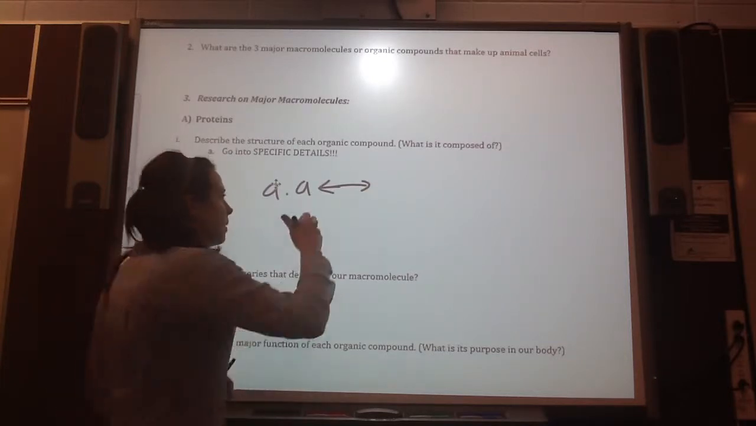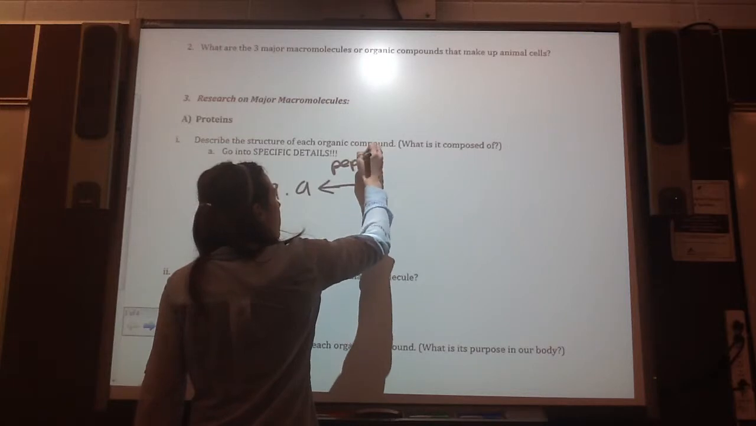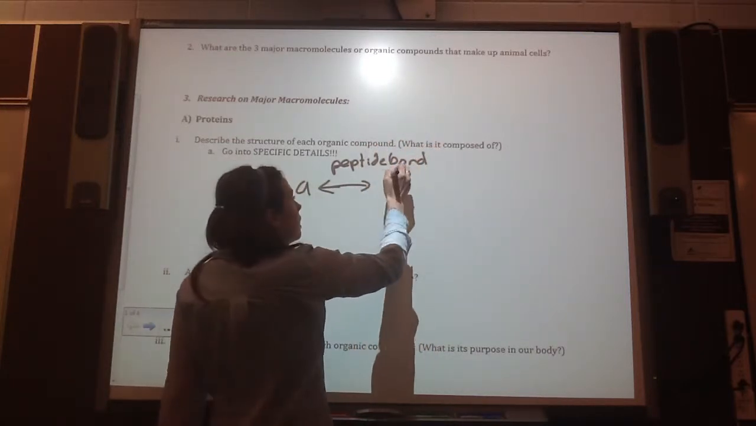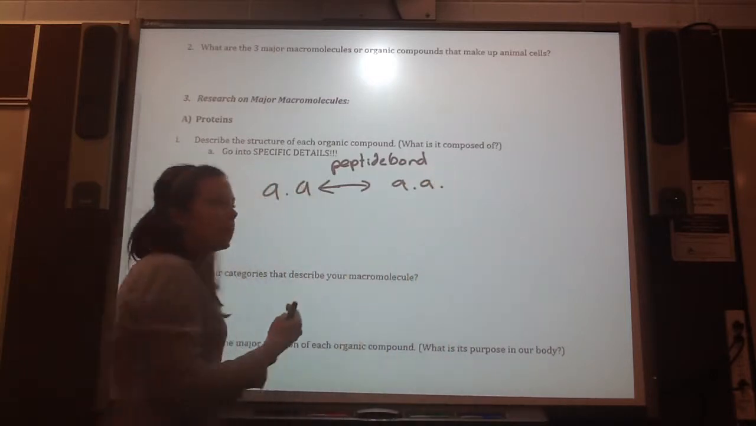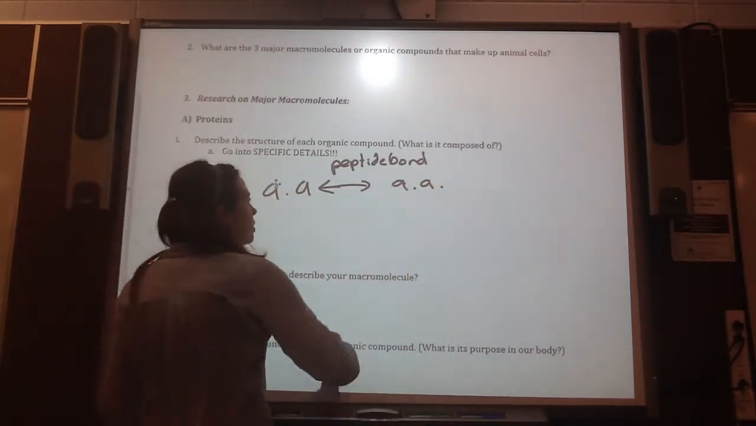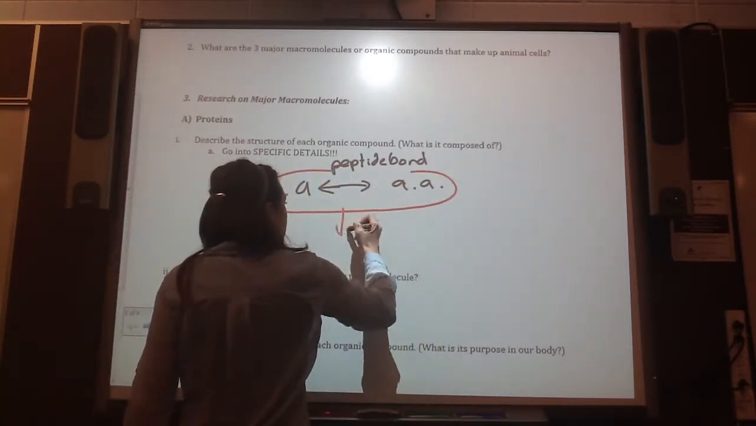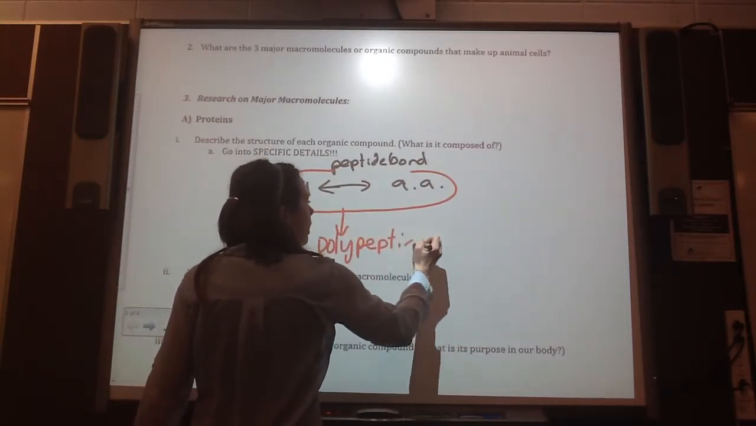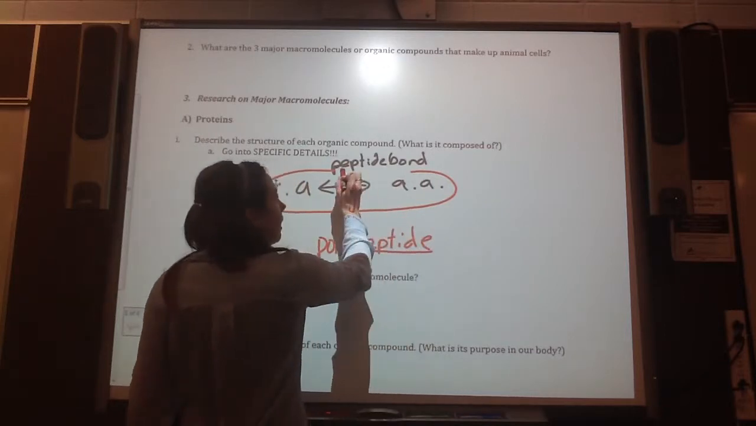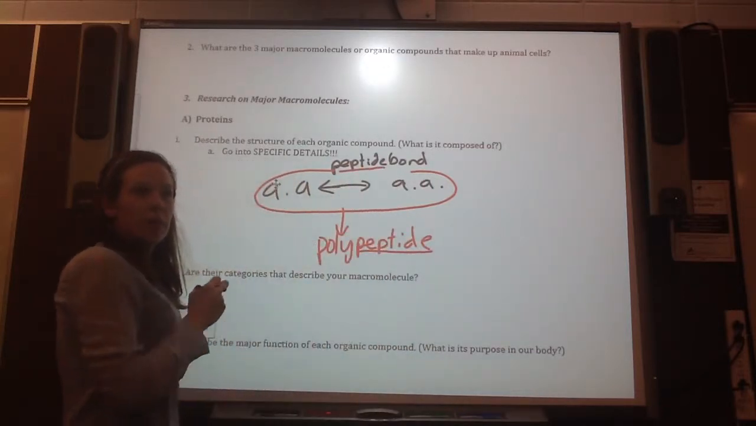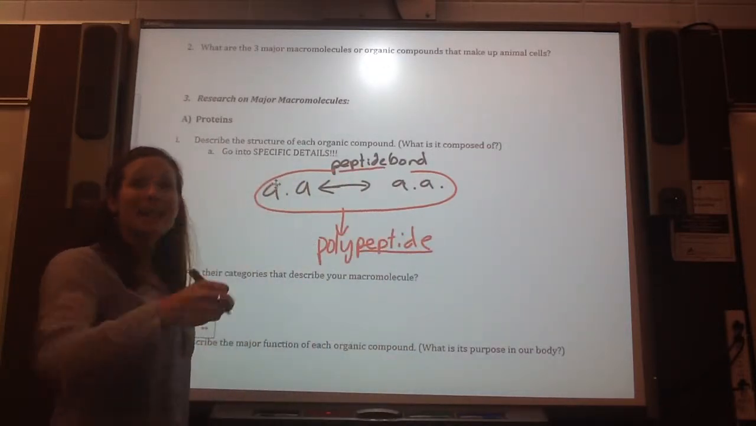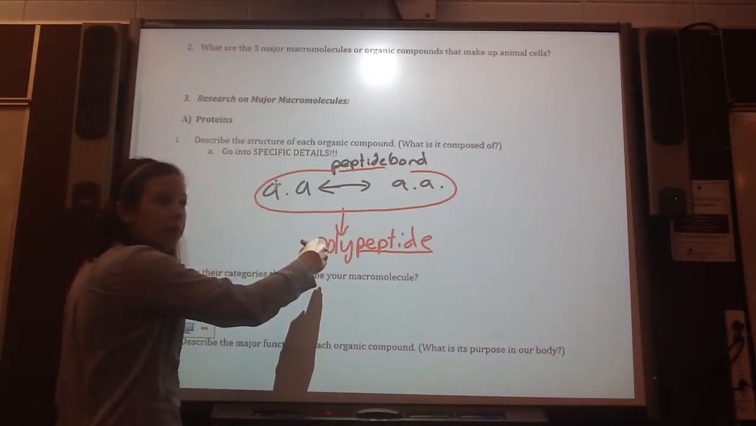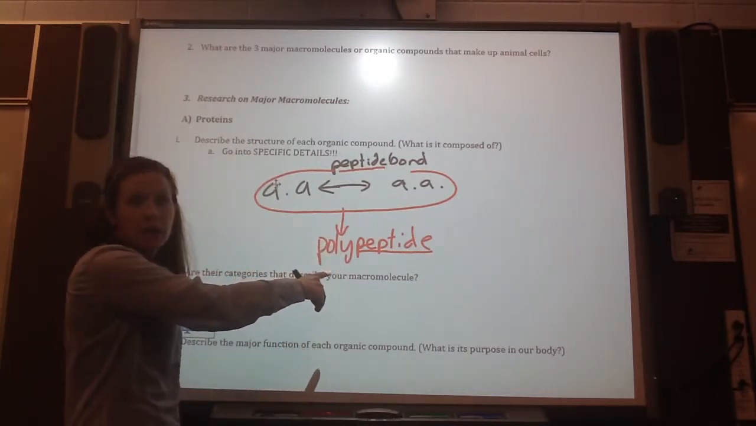A peptide bond. Okay, so a peptide bond secures amino acids together. Once you have a bunch of those all together, now they're called a polypeptide. See, peptide bonds. Many peptide bonds will form a polypeptide. Poly means more, like lots, right?